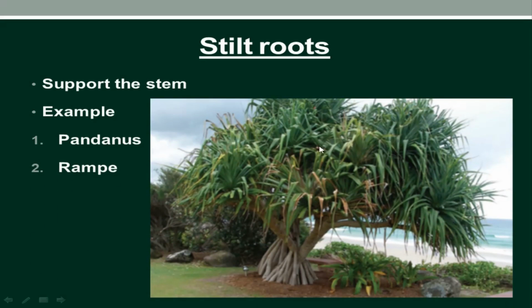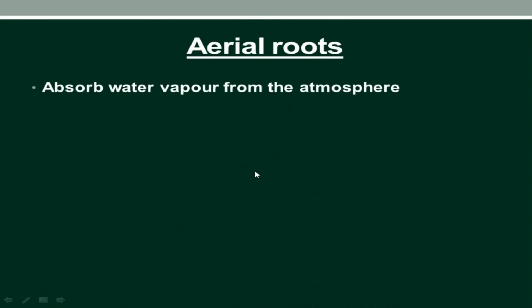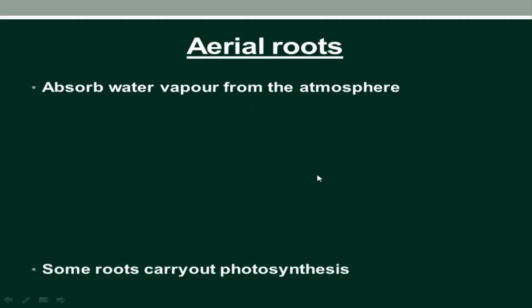This is the Pandanus plant. These plants bear stilt roots. These stilt roots help to support the stems, right? Then we will discuss the aerial roots. Aerial roots absorb water vapor from the atmosphere. Aerial roots are able to absorb water vapor from the atmosphere.